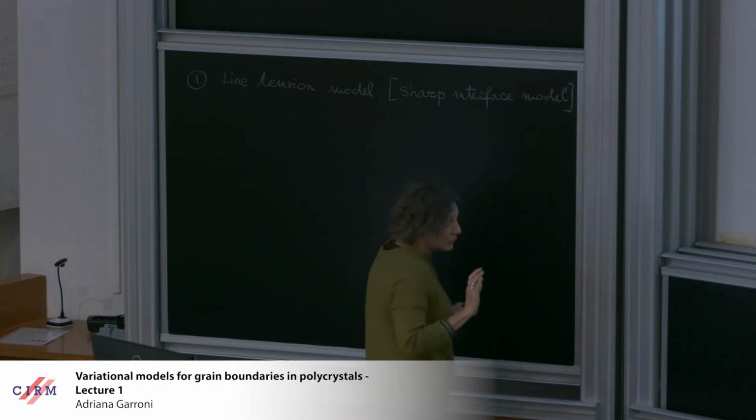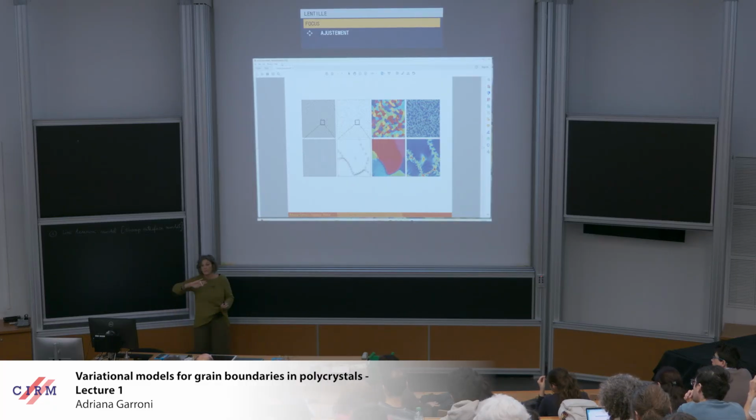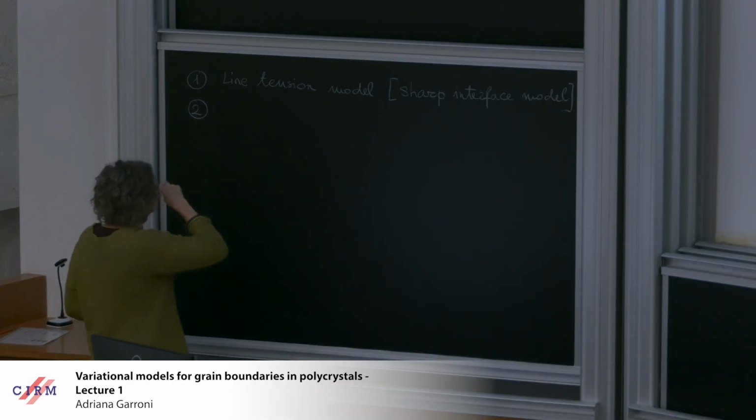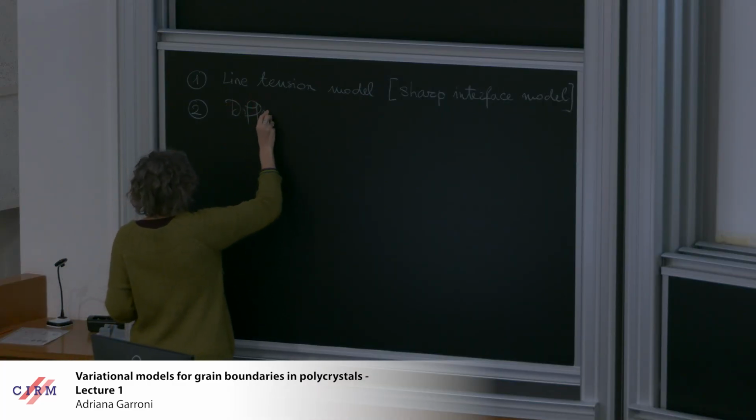My lectures are about variational models, so I will try to give you a number of energies that are related to this problem. The first one, which is the simplest and the more geometric one, is the line tension model, a model in which I really only describe the boundaries between these sets. And then there will be a second approach, which is a variational model which I will call a diffuse interface model.